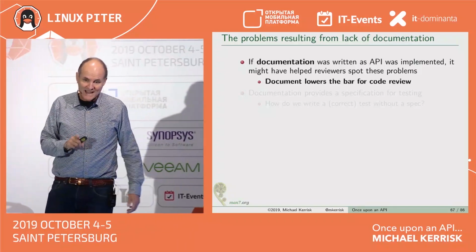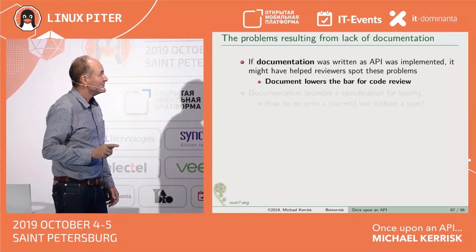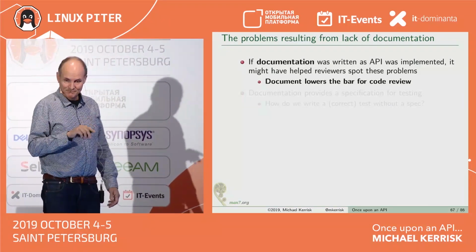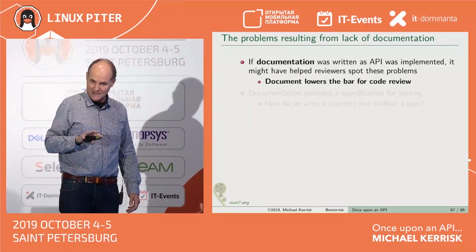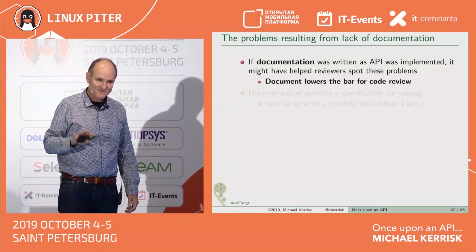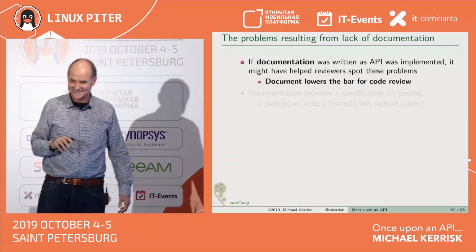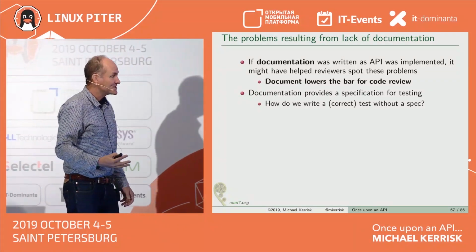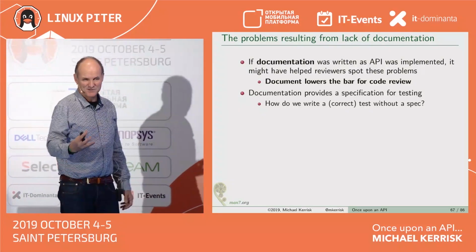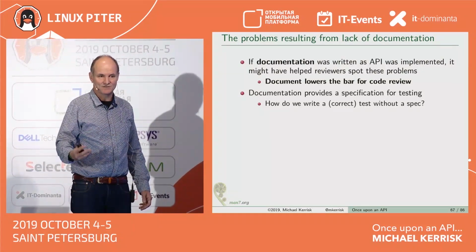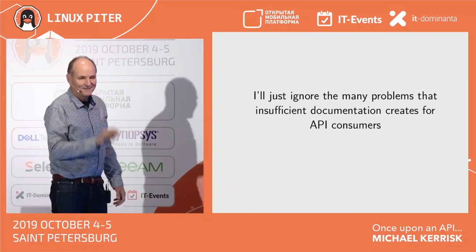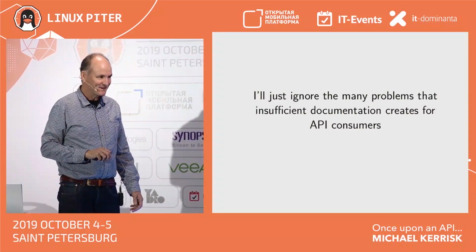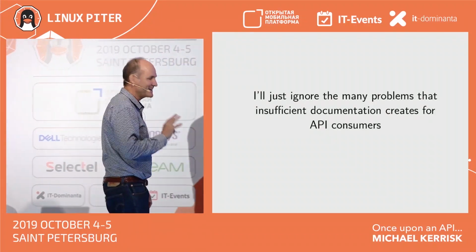Perhaps if the documentation was written as the API was implemented, it might have helped reviewers spot those problems. Documentation essentially lowers the bar for code review. I've been saying this for years. Of course it also provides a specification for testing, because how can we do tests if we don't have a specification? I won't even try and talk about the plight of the sorry users of the APIs when there is no documentation. They are just sad.